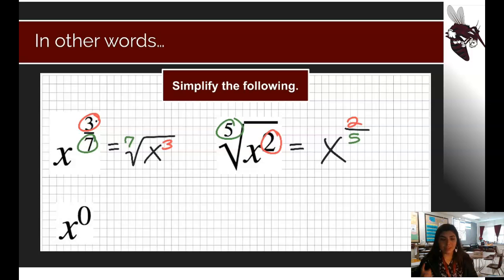Now, the one exponent rule that is not on the formula chart because it's so easy is called the zero exponent property. The zero exponent property says that any number or letter to the 0 power is equal to 1. And that's it.